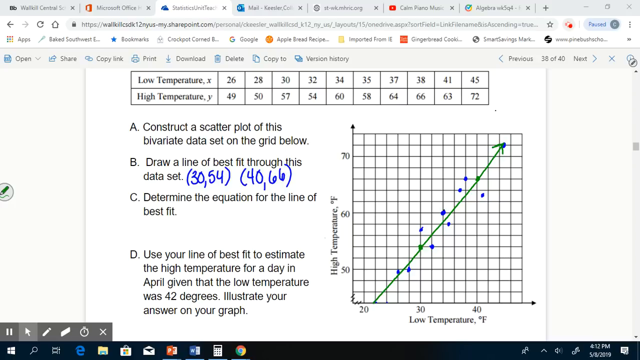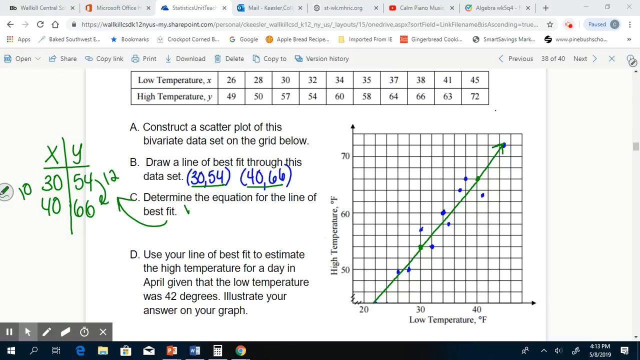Next, we're going to determine the equation for the line of best fit. So there isn't much room here, so try your best to squeeze it in or move it over to the side. So we have the 2 points that we use to create this line. So we're going to put them in a table, and we're going to start calculating the linear function that would go through those 2 points. So 54 to 66 is a change of 12. 30 to 40 is a change of 10.